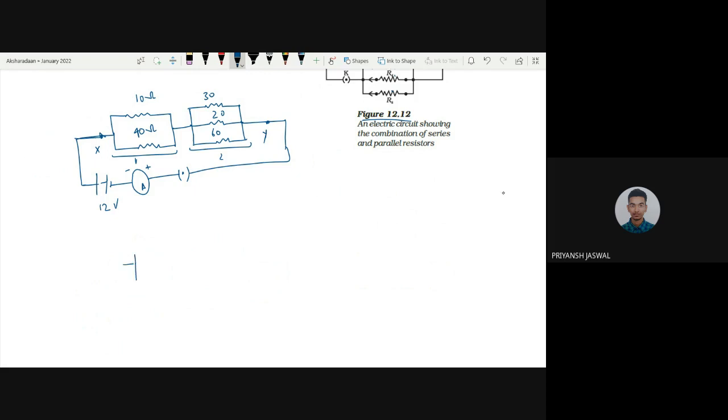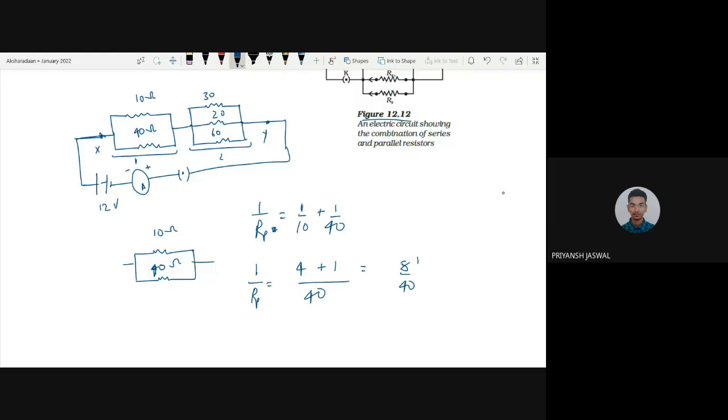For the first one, it is a parallel combination of two resistances, 10 ohm and 40 ohm. So 1 by R parallel comes out to be 1 by 10 plus 1 by 40. So 1 by R parallel is equal to, 40 LCM, 4 plus 1 is equal to 5 by 40. 5 and the 5 cancel. So RP becomes 8 ohm. Let's say RP1 because there are two parallel components.